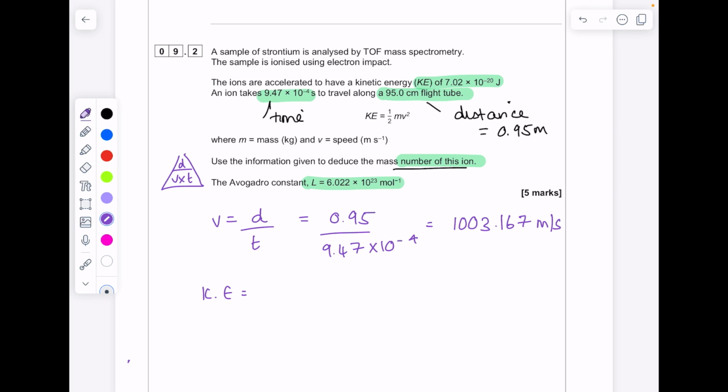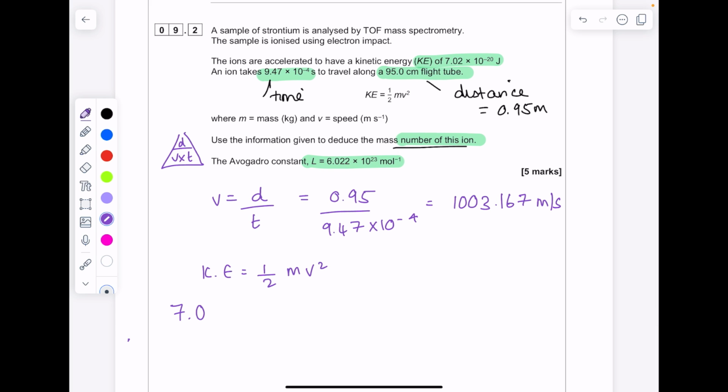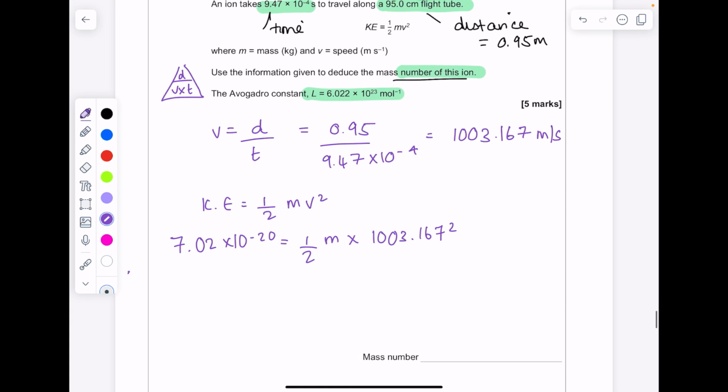Then we're using KE equals half mv squared. We know KE, we've been told, is 7.02 times 10 to the minus 20 equals half times m, which is what we're after, times this number we just calculated. Make sure that number's squared. Then rearrange. So I'm going to just square that number, divide it by 2. And then to find m, you do 7.02 times 10 to the minus 20 divided by that number.